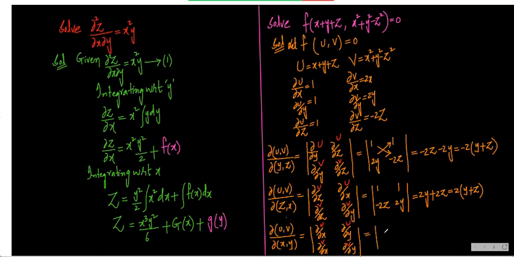Now the answers. First row answer 1, 1. Second row answer 2x, 2y. Now the determinant is 2y minus 2x. If you take 2 common, it's 2 times y minus x. Okay. Now finally, the PDE.